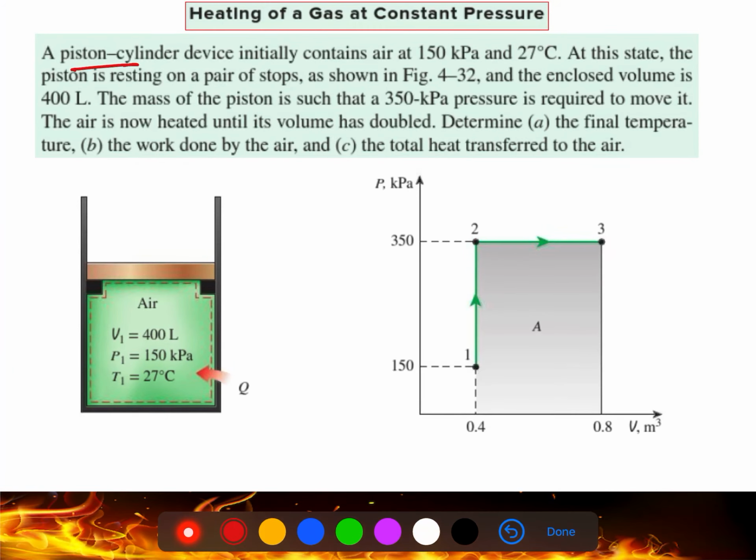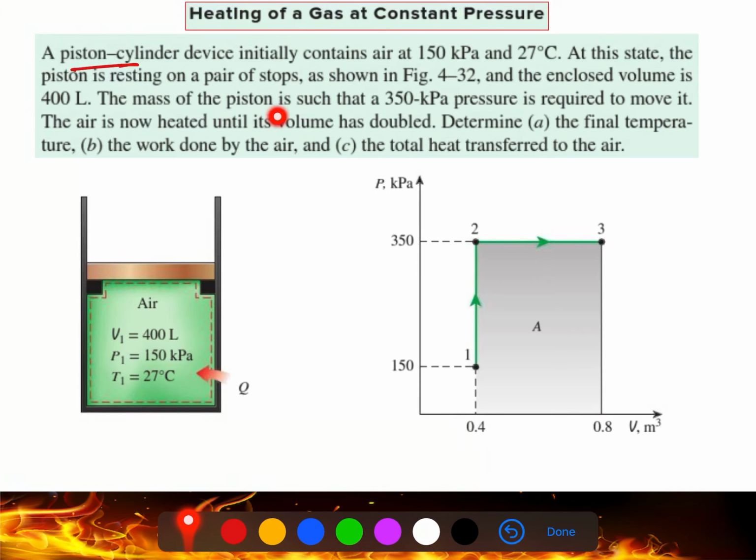The question: a piston cylinder device initially contains air at 150 kPa pressure and 27 degrees centigrade temperature. At this state, the piston is resting on a pair of stops, as you can see in this figure, and the volume is given as 400 liter. So the volume V is 400, pressure P is 150, and T is 27 degrees centigrade.